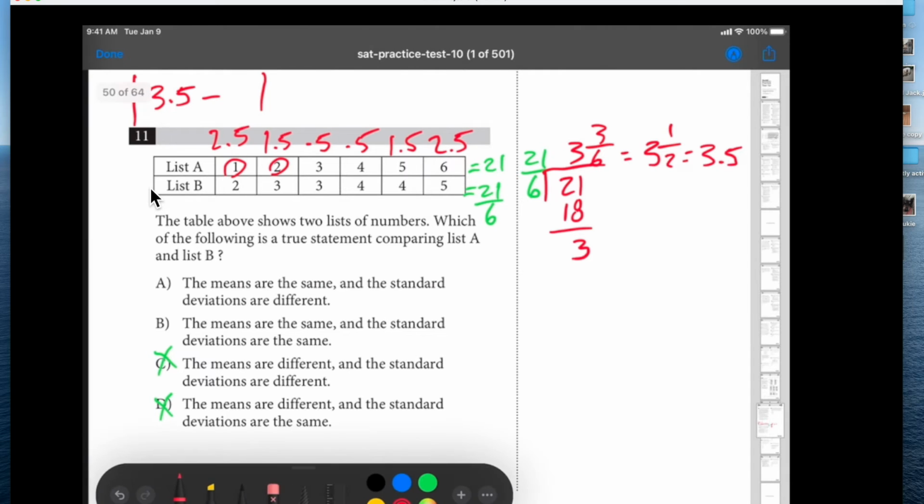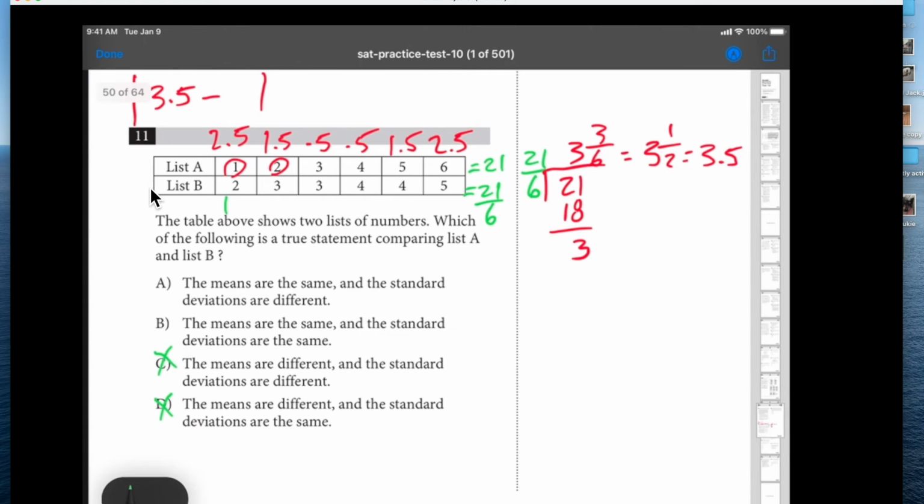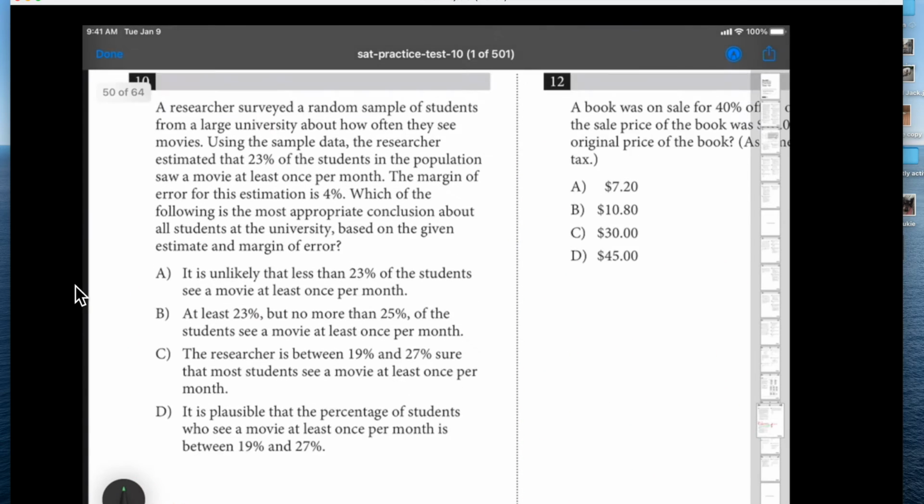Okay, I'm going to do the same thing with the other list. So this is going to be 1.5 away. This is going to be 0.5, 0.5, 0.5, 0.5, and 1.5. So you can see that these standard deviations are not the same. It looks like the red values are further away. So therefore it's got to be A. The mean is the same, the standard deviation is different.